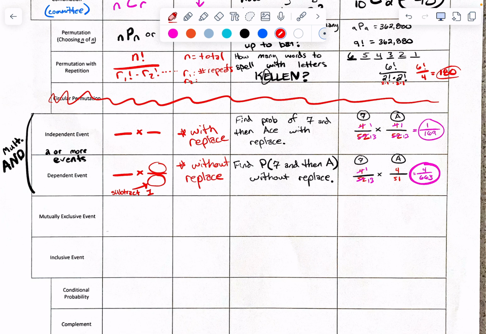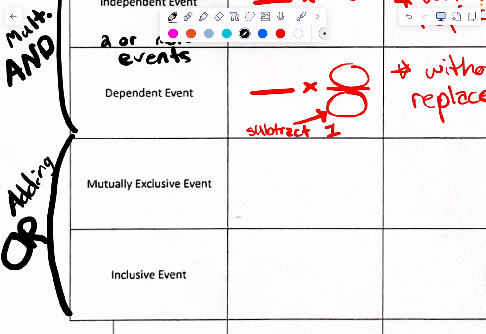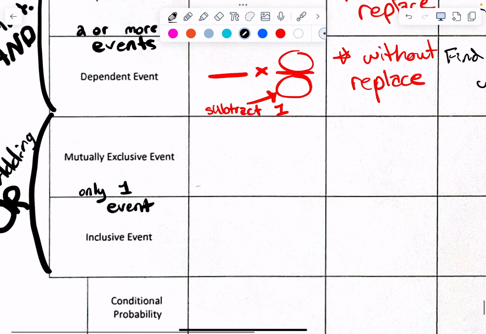We're almost done. These have to do with adding. You add when it's "or", and when it's only one event. Now you might say, I want one card and I want to know if it's either a king or a 7. So two categories, but I'm only drawing one card, right?